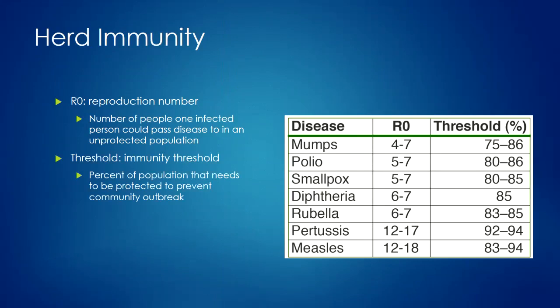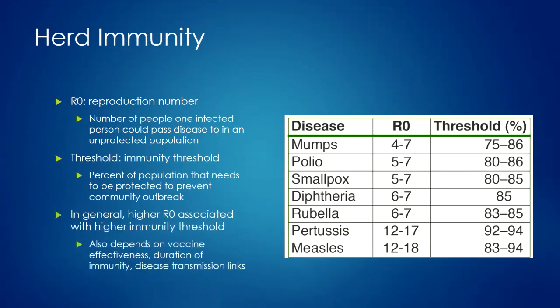And another factor in thinking about the spread of disease is this reproduction number, R0 in this table. That's the number of people that one infected person could pass the disease on to in an unprotected population. So if someone had mumps, it's not as likely that it will spread. Only 4 to 7 people will probably become sick from any one person with mumps in an unimmunized population. And that results in our herd immunity threshold level being somewhere between 75 and 85%.